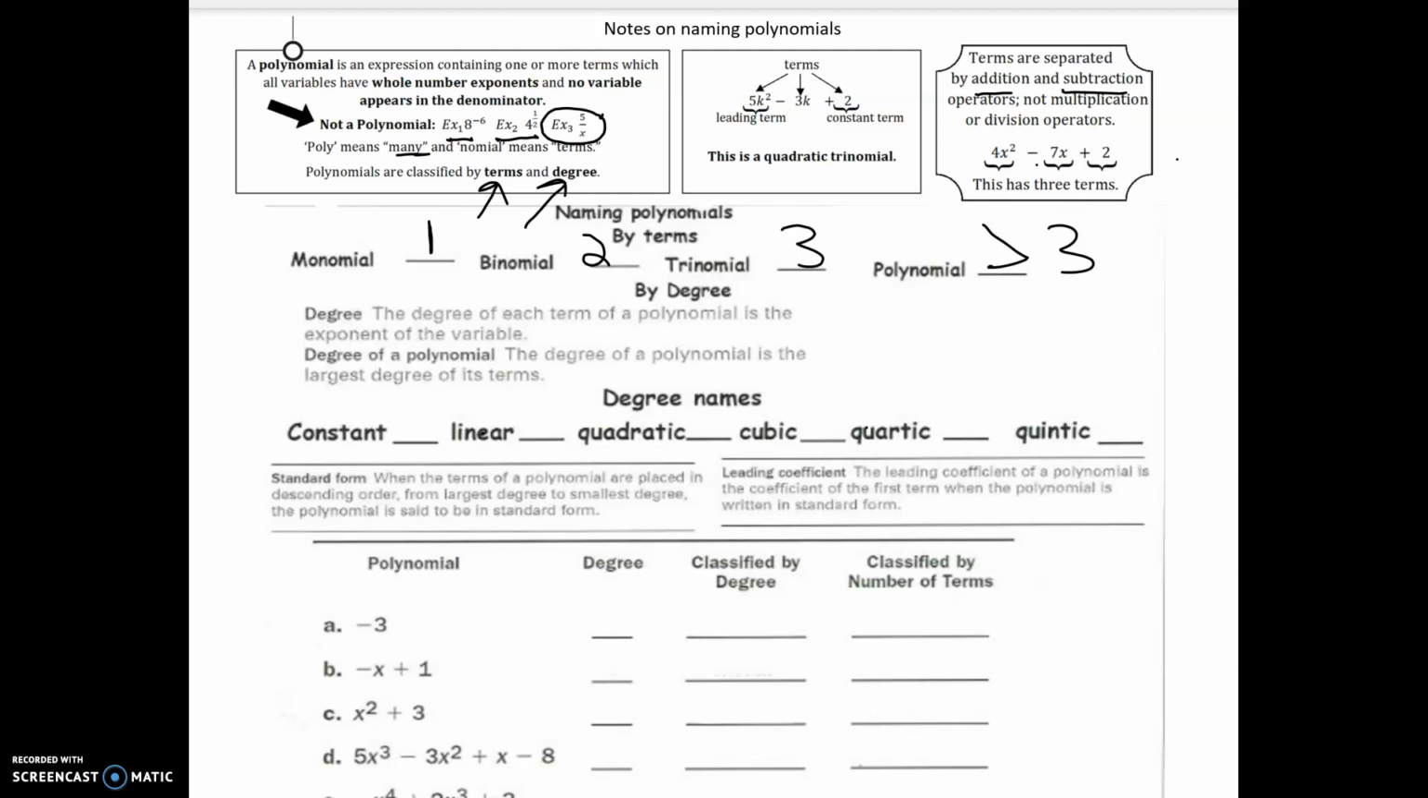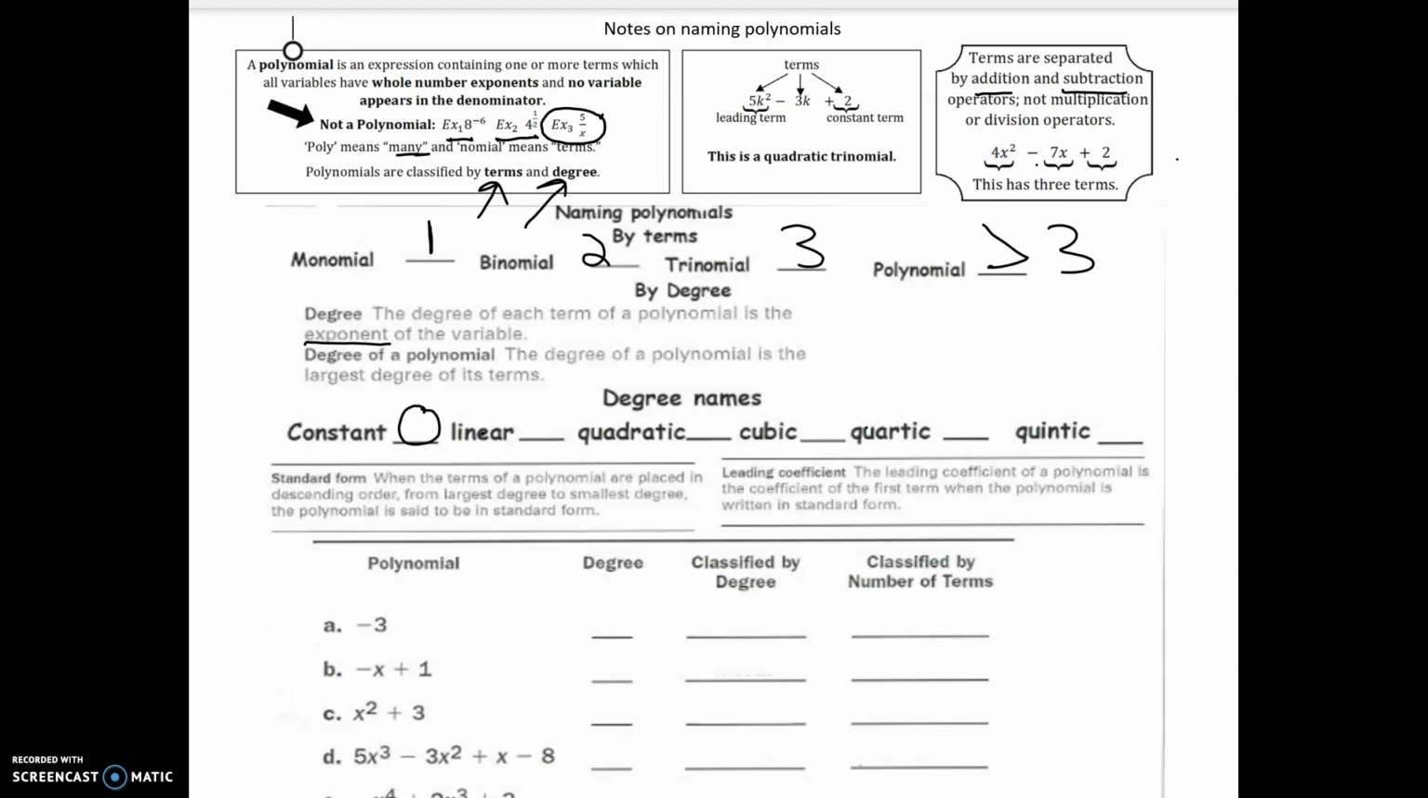The second way we name a polynomial is by the degree. And a degree is just a fancy name for an exponent. So the degree of the polynomial, the name is going to be the largest degree or the largest exponent in your polynomial. So let's go over the names first, and then we'll talk about how we're going to classify them. So a constant would mean that you have no degree, or basically no exponent, just a number.